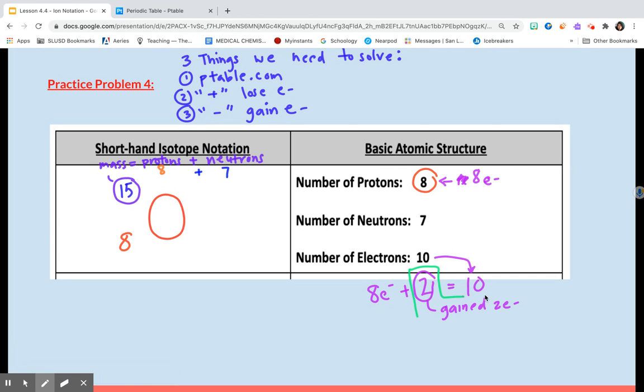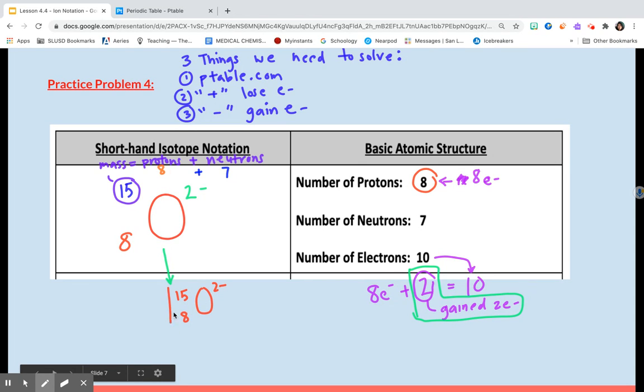Right? And I know this because normally I have 8 electrons, and now it says it has 10, so I got 2 extra. So I've gained 2 electrons. So I'm going to write 2 because I gained 2, and when I gain electrons, it's shown by the minus sign. Okay, so my final answer, just to make things a little neater, is going to be 15, 8, O, 2 minus. That would be my final answer.